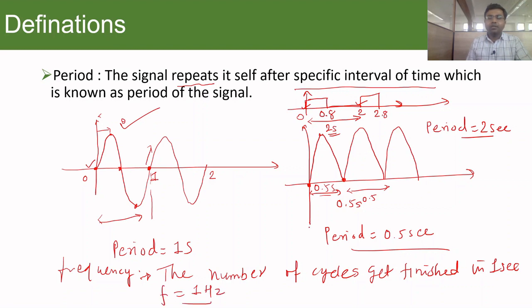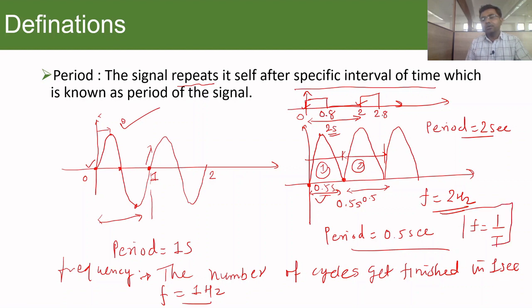So 1 hertz. Here my signal gets repeated after 0.5 seconds, so in 1 second, this is 0.5 second and this is again 0.5 second. So in 1 second, total 1 plus 1 means 2. So my frequency will be 2 hertz. If I relate frequency with period, frequency is inversely proportional to period. So if I know the period of the signal, I need to take the inverse of it, and once I take the inverse, I will get the frequency. I hope it is very much clear to you all.